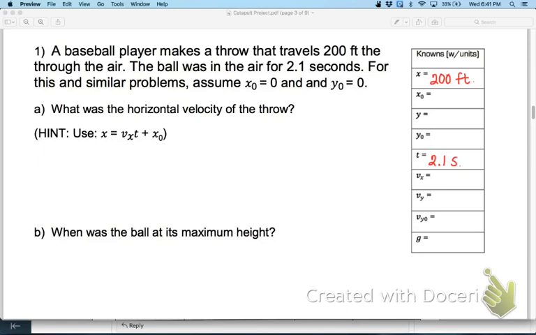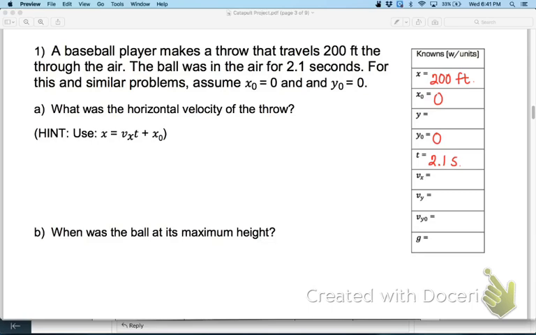And then they've told us to use that x initial is 0 and y initial is 0. And that's really all that we've been given. So that's what we've got to work with. Anything else we would need to either calculate or figure out some other way.